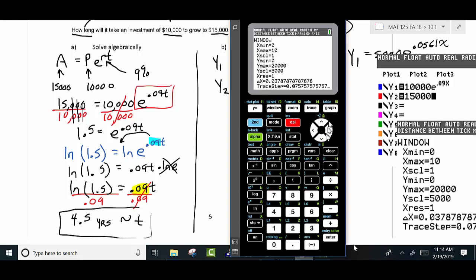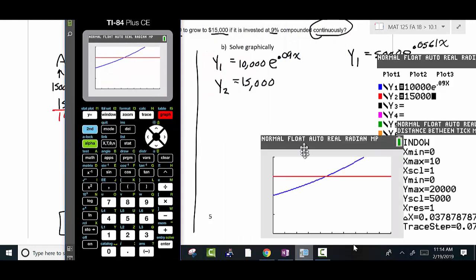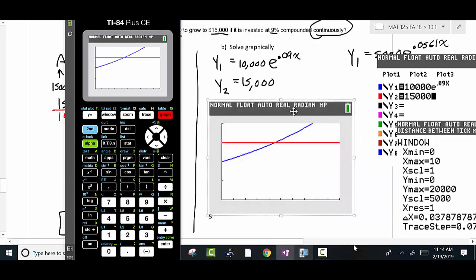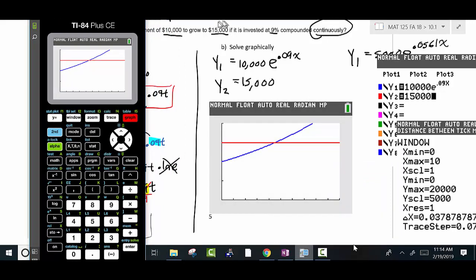What you'll have is two graphs. The first graph is the interest, and then the second graph is the 15,000. So that intersection point's what we're looking for, okay? Now I'll show you what I want you to draw on your paper. I'm going to have you sketch out what came on the calculator, and this is essentially what I want you to do on this. Just make a sketch.